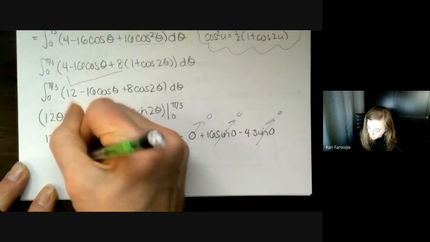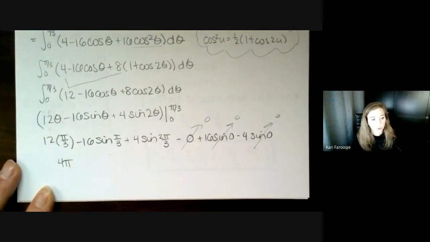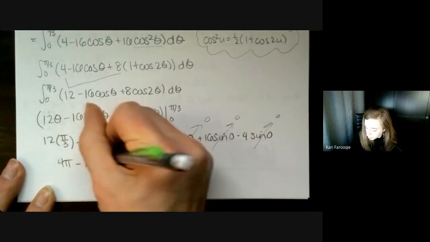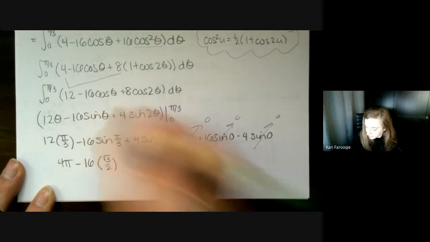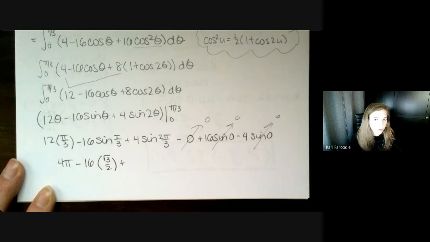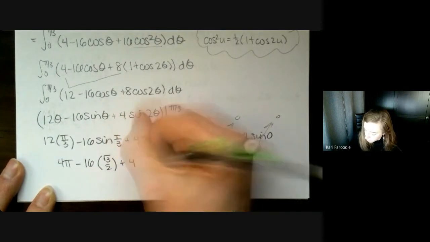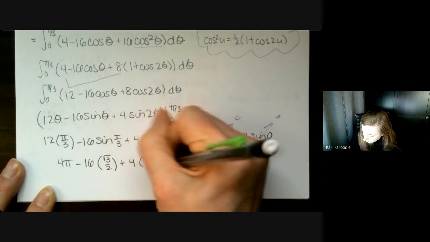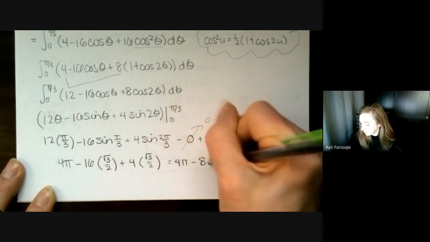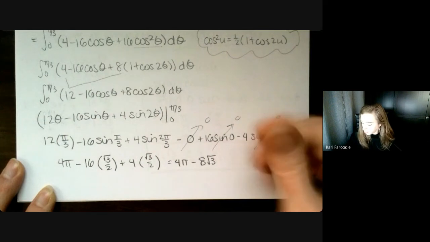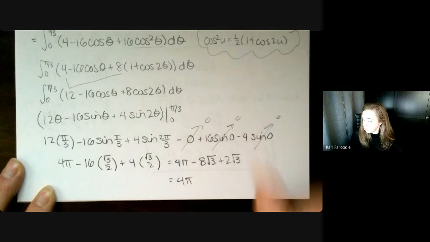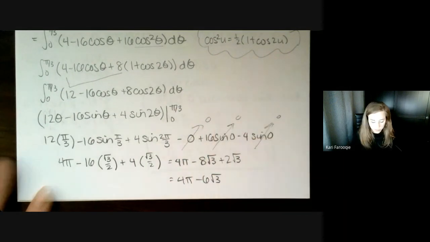12 over 3 is 4. So you have 4 pi. Sine of pi over 3 is root 3 over 2. And same with sine 2 pi over 3. Same reference angle, sine's positive in quadrant 2. So you'll have minus 8 root 3 and then plus 2 root 3 gets you 4 pi minus 6 root 3.